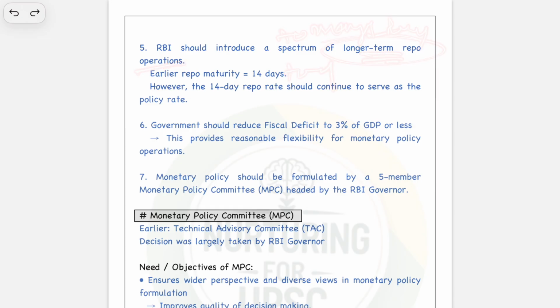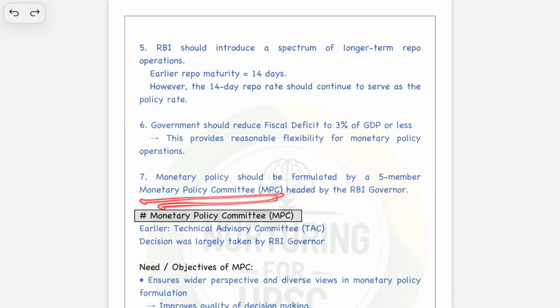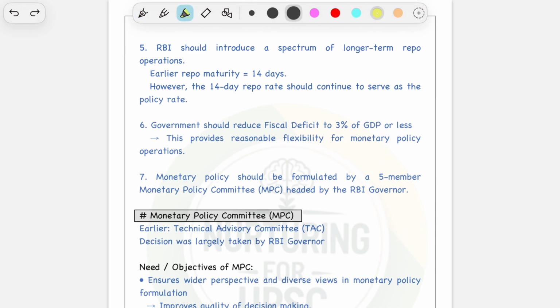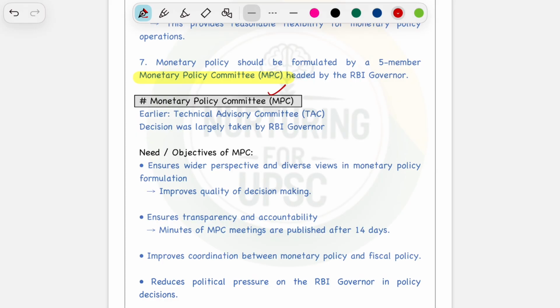Then it also talked about fiscal policies, and the most important thing with respect to it is the formation of a monetary policy framework and the formation of the monetary policy committee. On the basis of these recommendations, the most significant development with respect to monetary policy came into picture: the formation of the monetary policy committee.